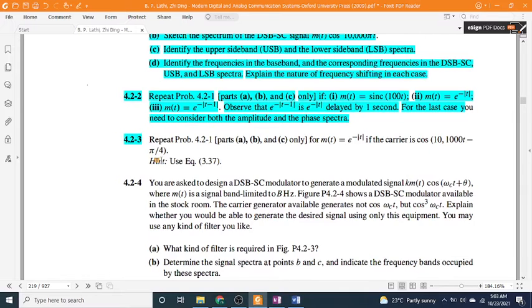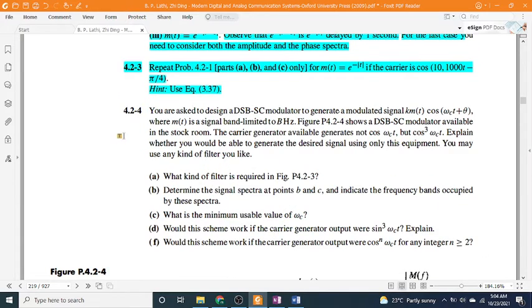Problem 4.2-3: repeat Problem 4.2-1, parts A, B, and C, only for m(t) = e^{-t} if the carrier is cos 10,000t. Hint: use the frequency shifting property.